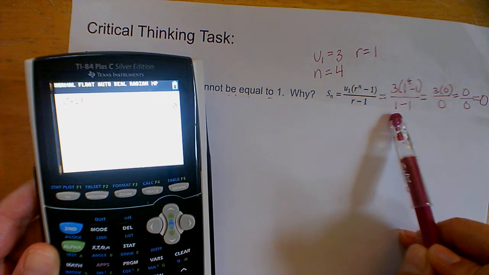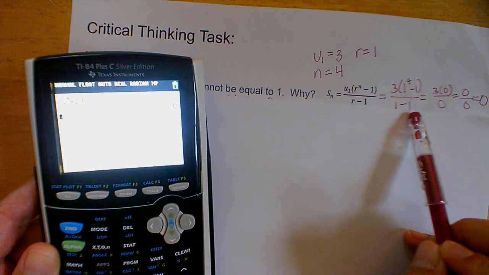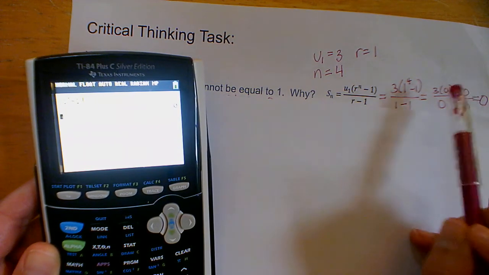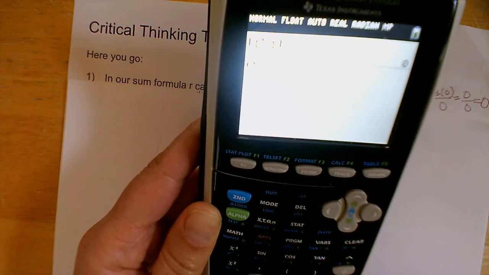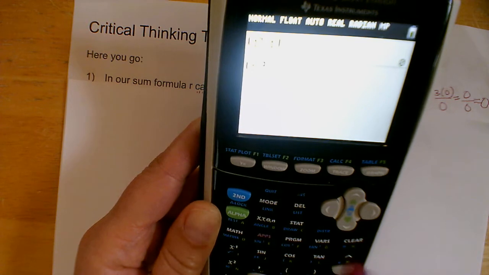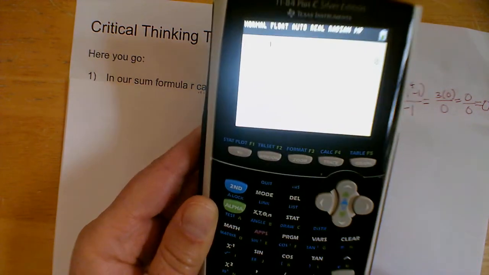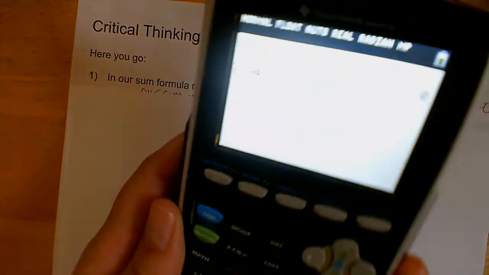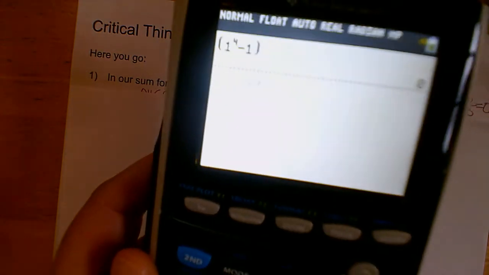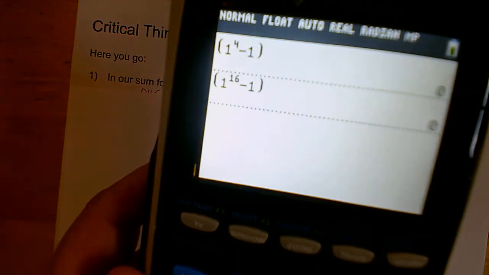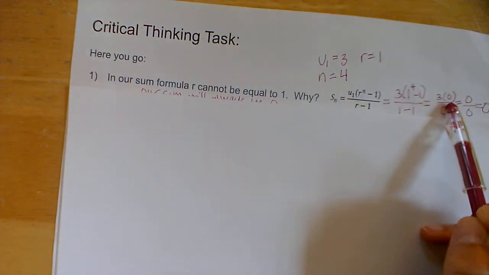So no matter what, our denominator, 1 minus 1, will always be 0. And the numerator, no matter what n we put in, 1 to the, let's say, 16th power even, minus 1 is also 0. And I put 16 in. So this numerator number is going to always be 0.